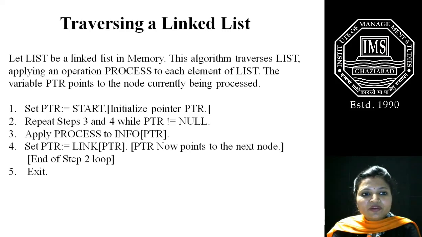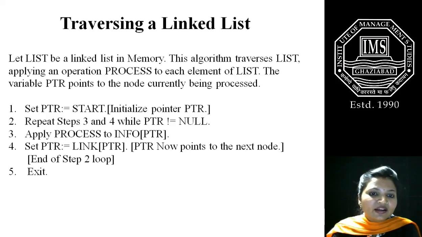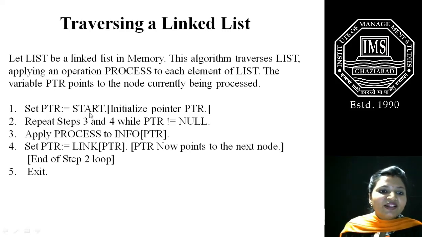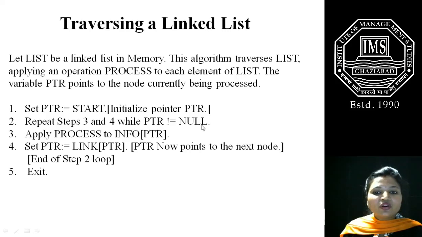To each element of list, the variable pointer points to the node currently being processed. Means PTR is a variable that contains the address of the first node in the linked list. So we set PTR equal to start, since start is pointing to the address of the first element in the linked list. So we initialize pointer with the address of the first node, and we repeat this process until PTR is equal to null.